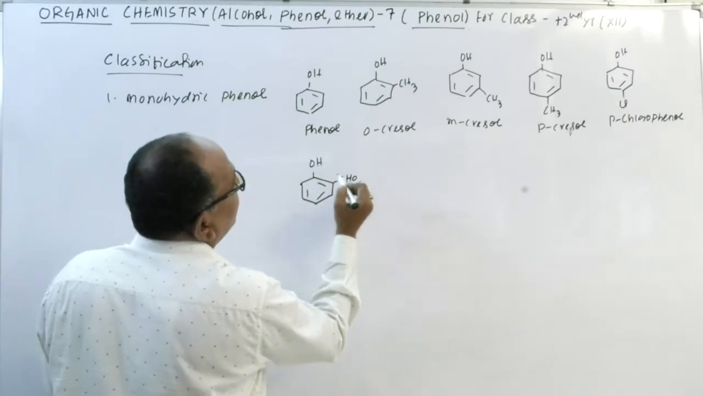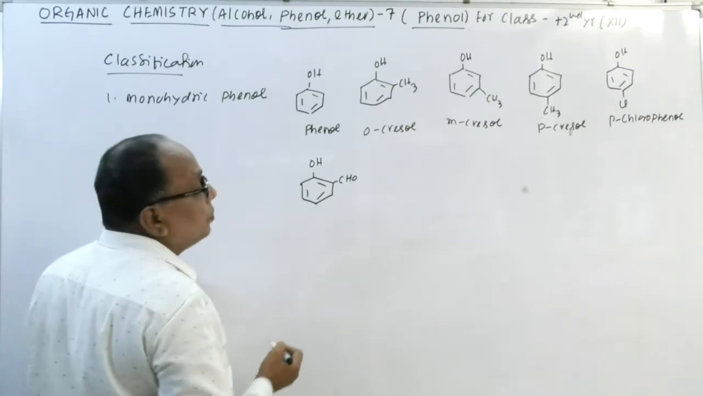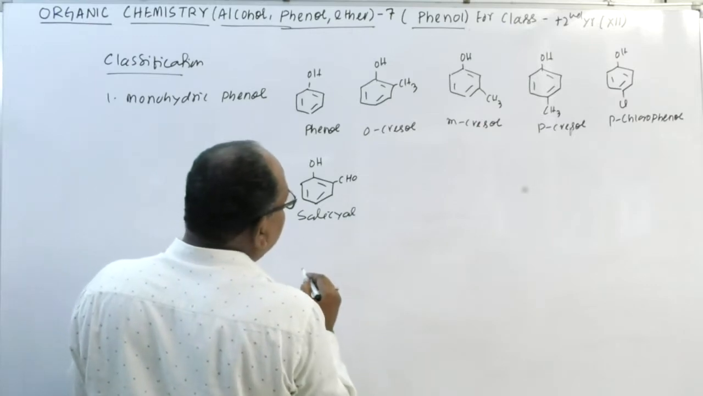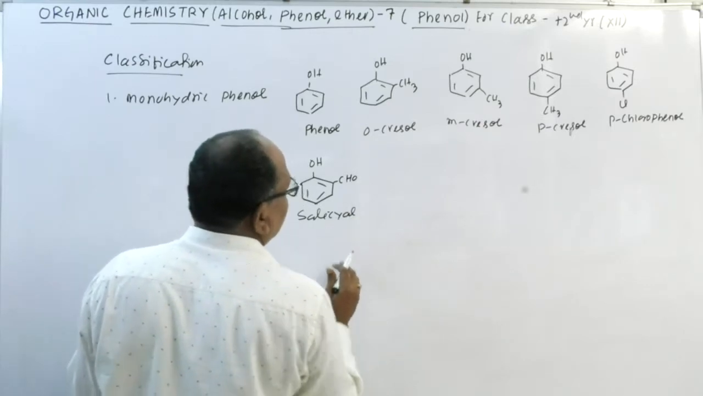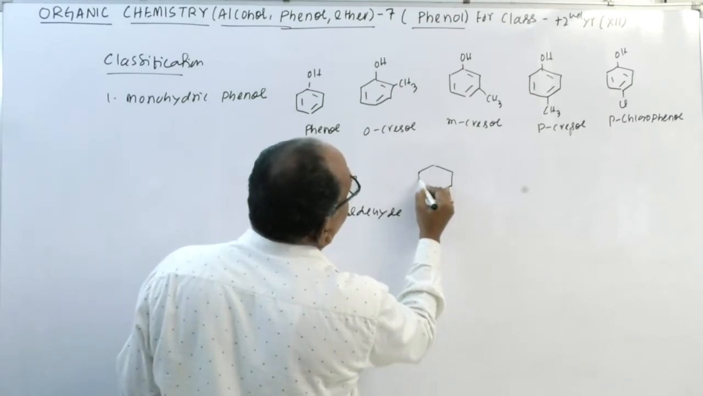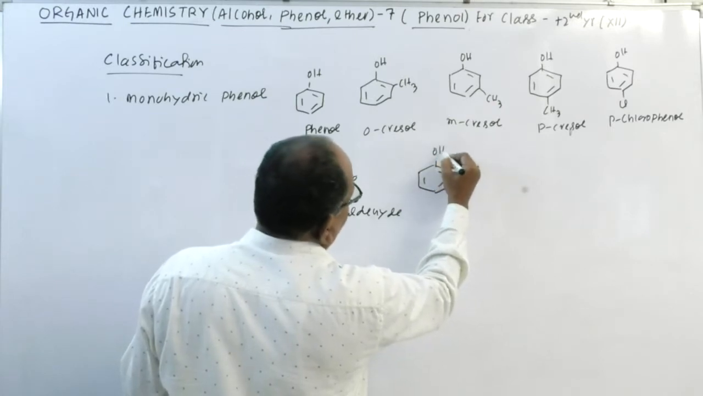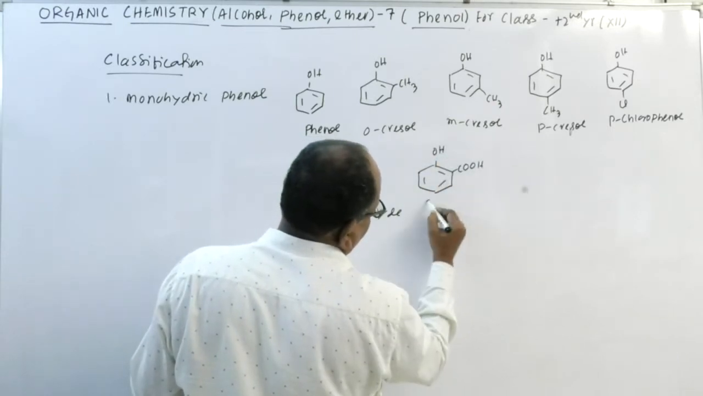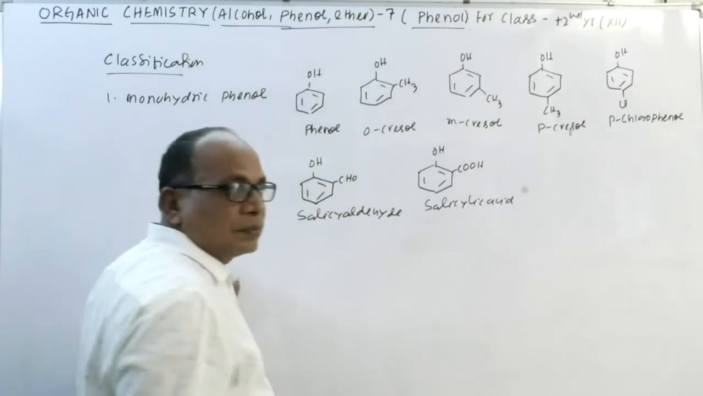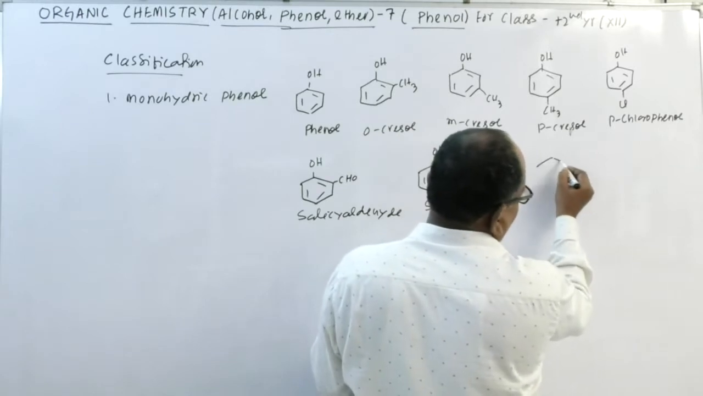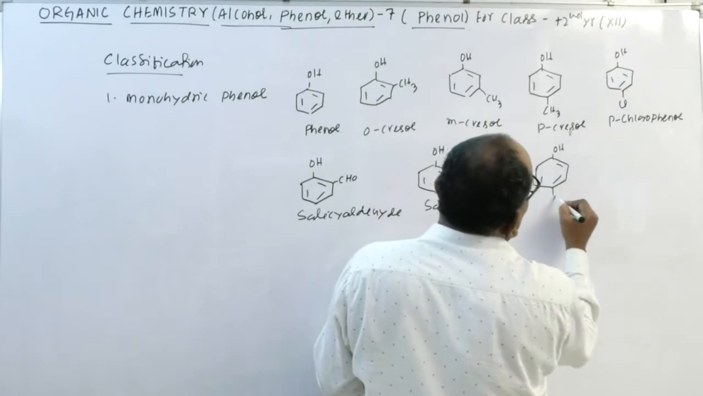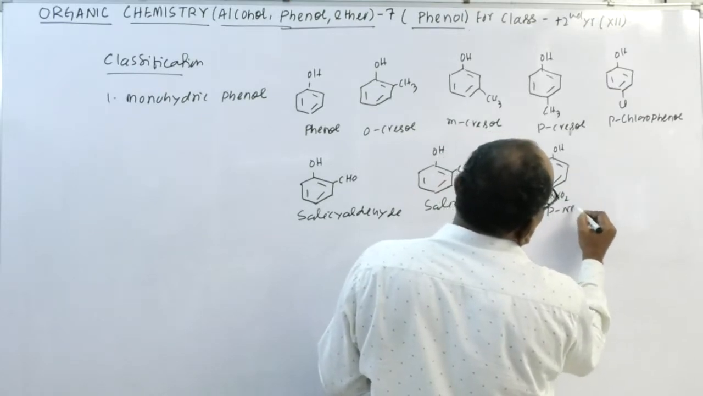Or this is another one, this is your benzaldehyde. In benzaldehyde, a hydrogen atom is substituted by an OH group. This is called salicylaldehyde, and this is your salicylic acid, and there are so many compounds. This is called your nitrophenol, here paranitrophenol.